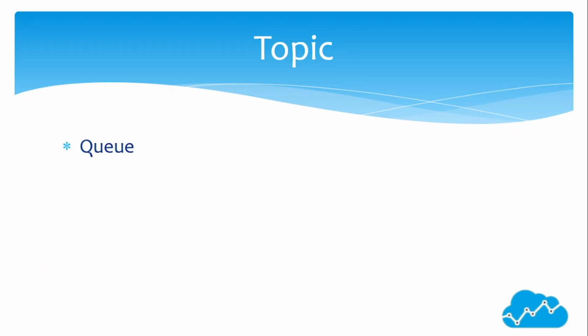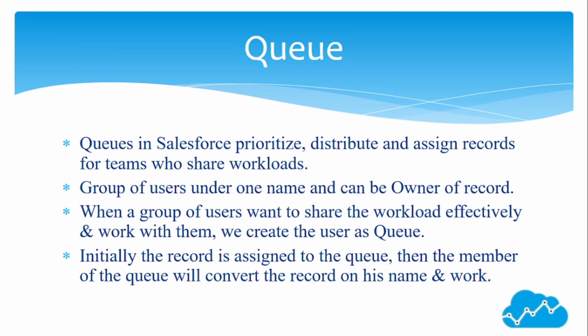Topic what we are going to cover in this session, that is queue. Queues in Salesforce prioritize, distribute and assign records for teams who share workloads. Group of users under one name and can be owner of record. When a group of users want to share the workload effectively and work with them, we create the users as a queue. Initially the record is assigned to the queue, then the member of the queue will convert the record on his name and work.